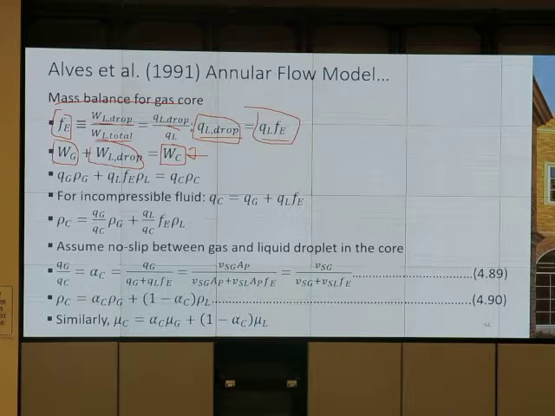Alright. We have mass balance, so we do QG rho G plus QL FE rho L equal to QC rho C. Okay, QC is the volumetric flow rate of the core. It's the volume of gas plus the volume of the droplet. And FE QL becomes the volumetric flow rate of droplet alone. In incompressible fluid, we have QC equal to QG plus QL FE.